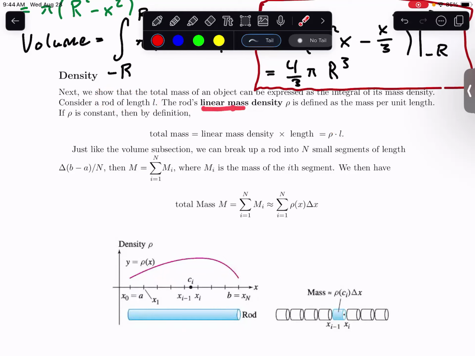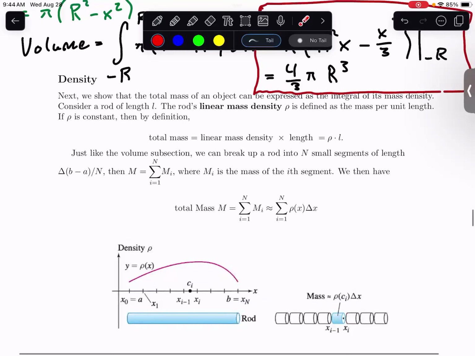So the rod's linear mass density is going to be denoted by this number rho. It's defined as being the mass per unit length. Mass might be distributed throughout a rod differently from the top to the bottom. Like if you have a hammer, the head of the hammer is generally heavier than the handle, especially if it's a sledgehammer.